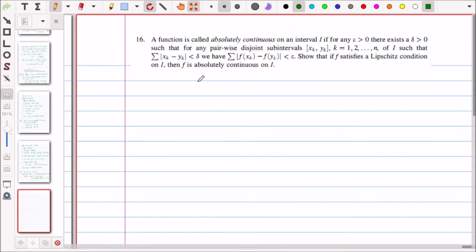So in question number 16, first we have given a definition. We call a function to be absolutely continuous on an interval if for any epsilon greater than 0 there exists a delta greater than 0, so that for any pairwise disjoint subintervals x_k y_k of I such that the sum of length of this interval is less than delta, then the sum of the corresponding distance of their images is also less than epsilon.